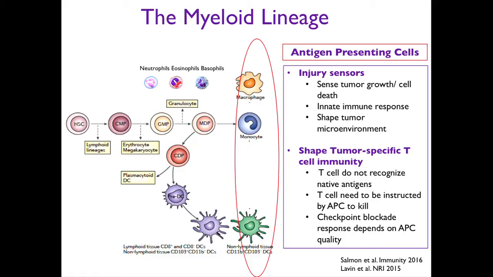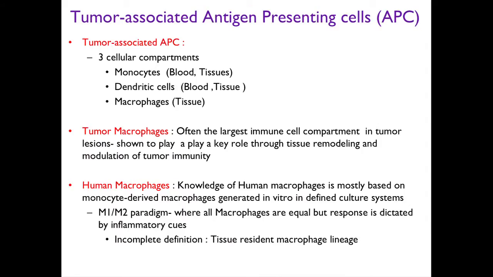And we had shown that tumor response to checkpoint blockade really depends on APC quality at the tumor site. So the tumor-associated antigen presenting cells include three cellular compartments: monocytes that are present mostly in the tissue and can also accumulate at the tumor site, dendritic cells that you can find in the blood and at the tissue site, and macrophages.